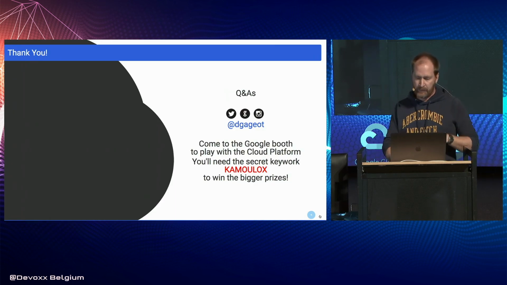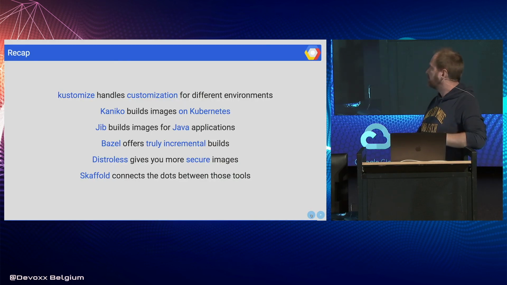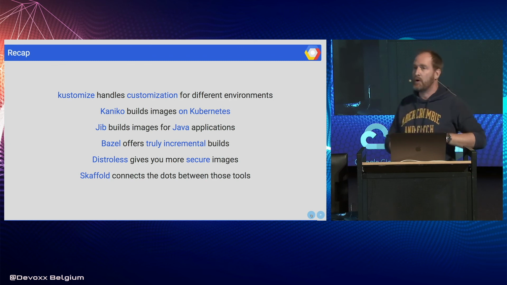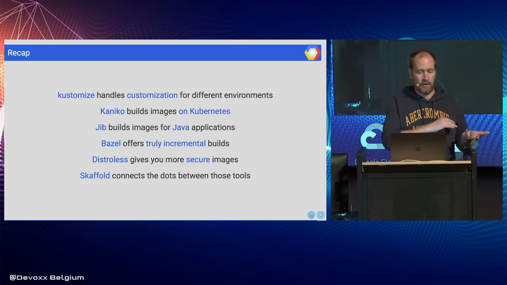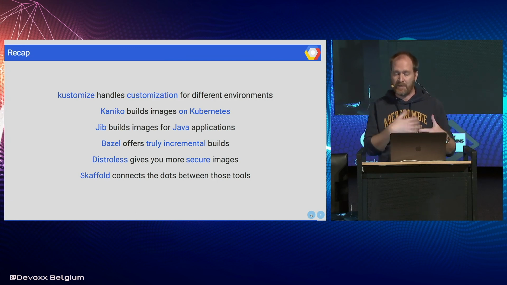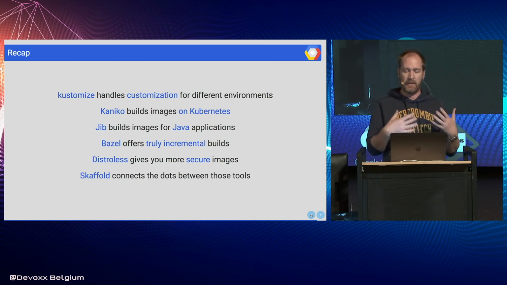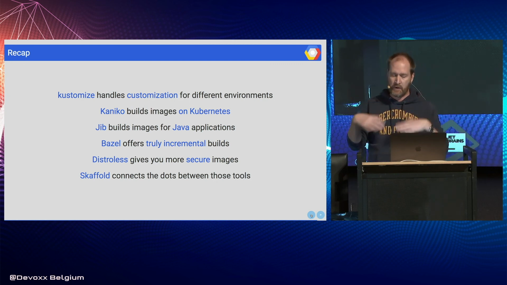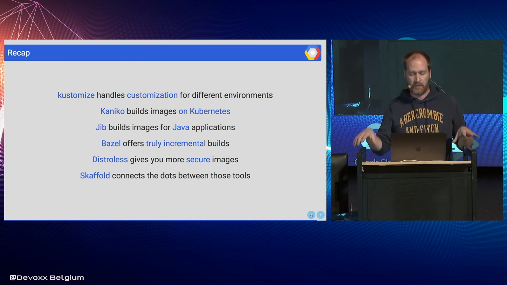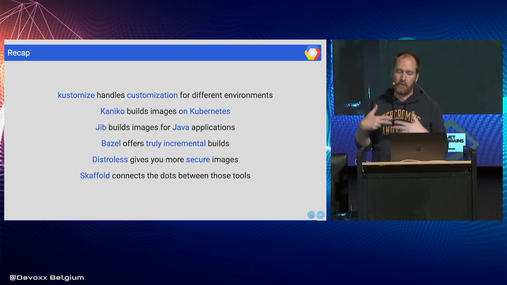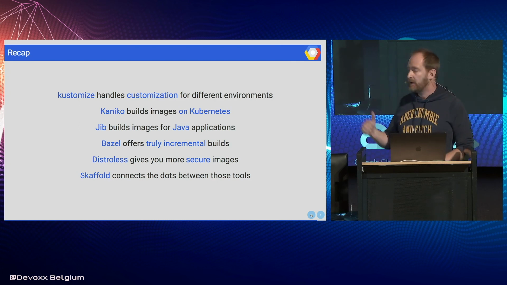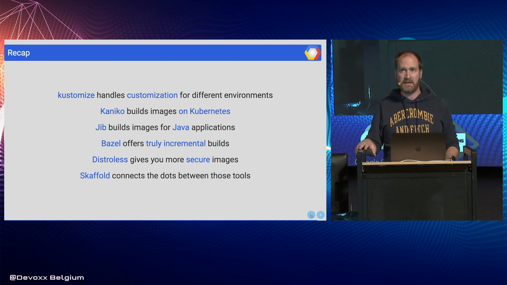And to sum up, all the tools, if you want to capture one slide, it's the one. Kustomize makes it possible to handle customization for different environments. Kaniko will build images on Kubernetes. It will build them in a secure manner, no matter which runtime runs underneath your Kubernetes cluster, and it does not require complex setup. You can use Jib to build Java images.